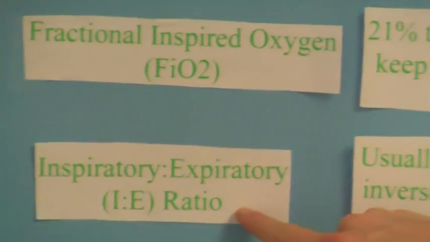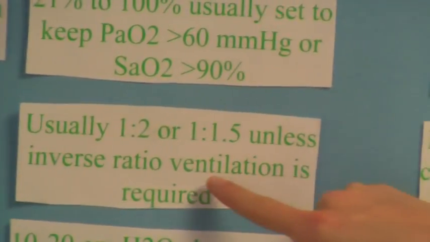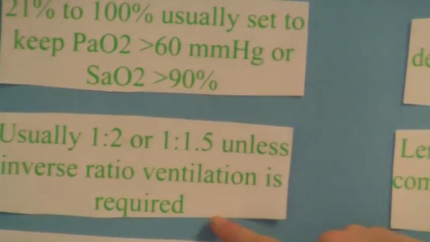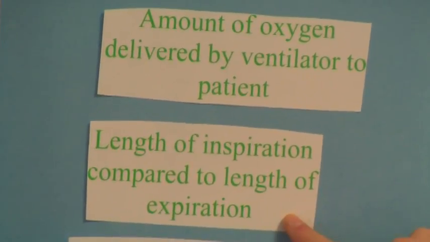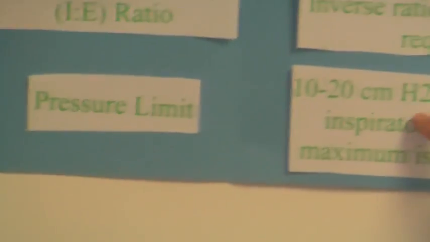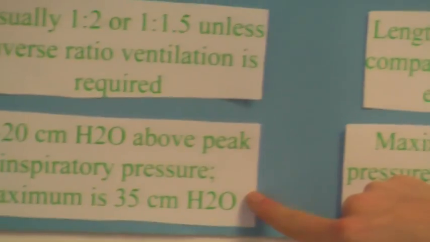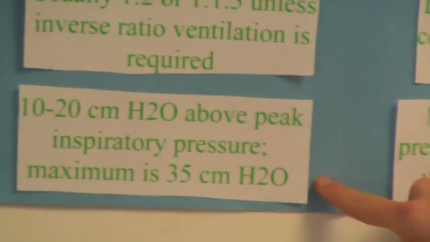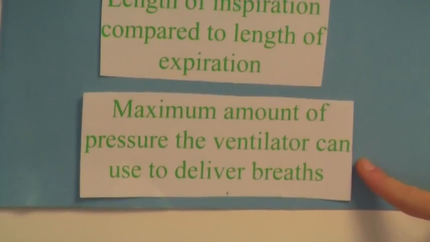Inspiratory to expiratory ratio is usually 1 to 2 or 1 to 1, unless the inverse ratio ventilation is required. Length of inspiration compared to length of expiration. Pressure limit is 10 to 20 centimeters H2O above peak inspiratory pressure. The maximum is 35 centimeters. The maximum amount of pressure the ventilator can use to deliver breaths.